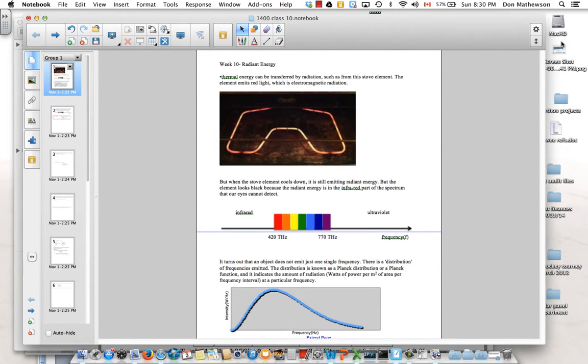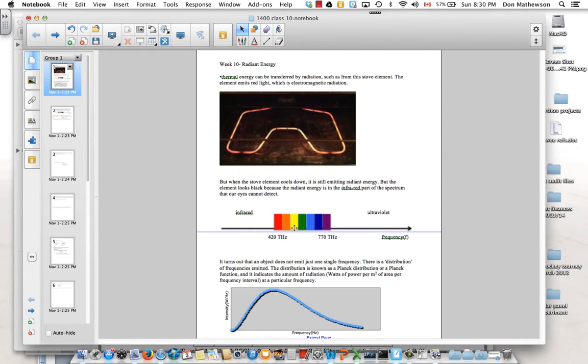All right, let's look now at electromagnetic radiation. Thermal energy can be transferred by radiation, and you can see here the stove element glowing red. There's radiation coming off of that element that we interpret as quote-unquote heat. Even when the stove element is cooler, it's still emitting thermal energy, radiant energy. It's just that it's no longer emitting in the visible part of the spectrum.